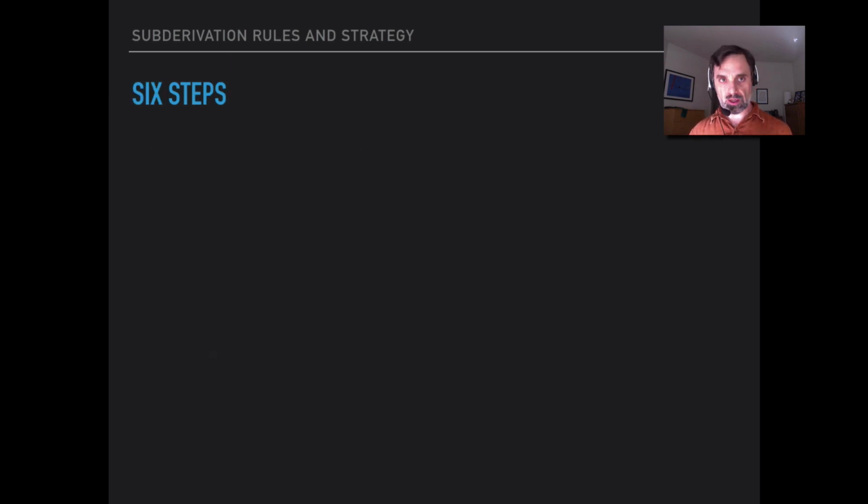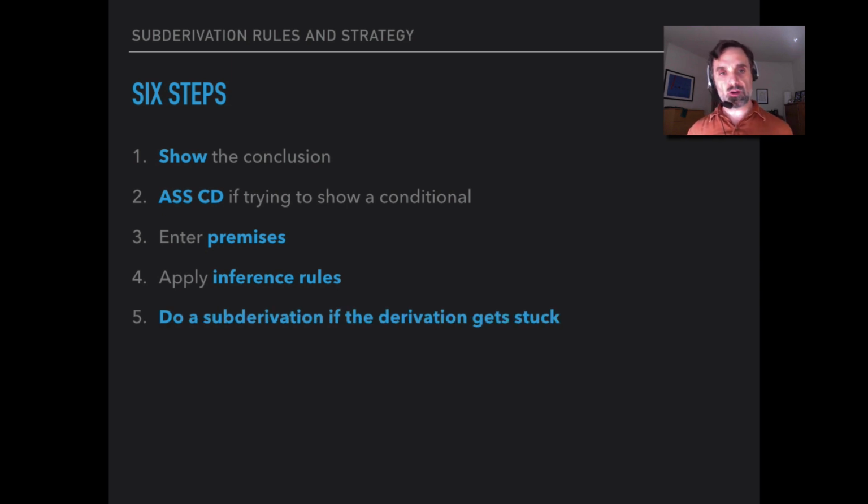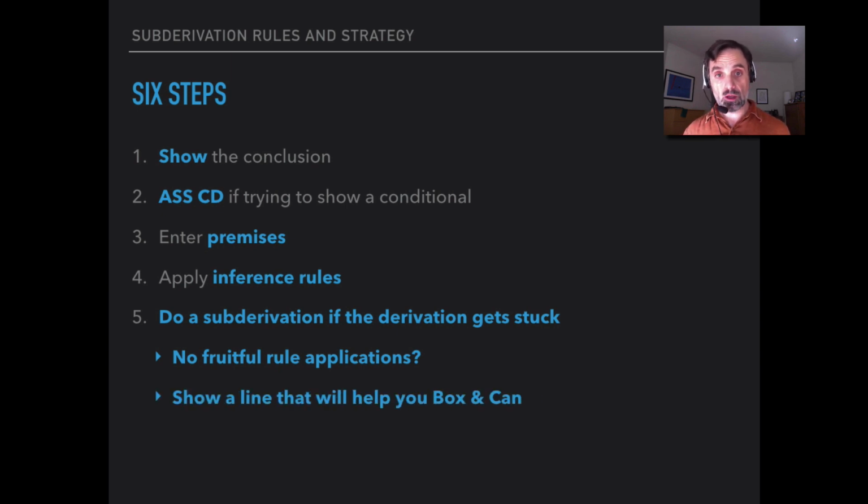So we have these six steps. Show the conclusion, make an assumption, assume CD if it's relevant, enter the premises, apply the inference rules. If the derivation is stuck, do a subderivation. Stuck means, are there no more rule applications? There aren't. And what should I do a subderivation of? A line that will help me box and cancel the main derivation. I will first box and cancel my subderivation, and then having done so, I will move towards boxing and canceling the main derivation. So I'll illustrate these steps in some examples in another video. And you really should watch that. I think you'll find it very helpful.